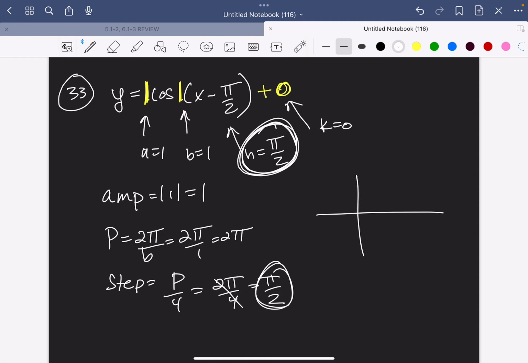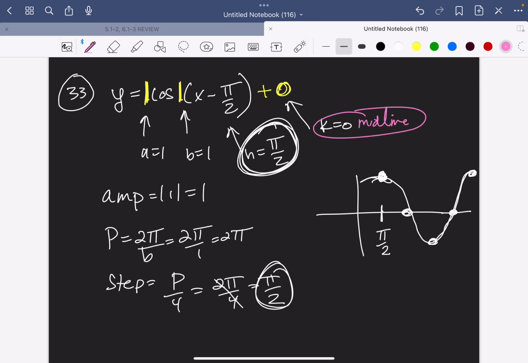So again, what could we do? We could shift over pi over 2. I know that cosine is a peak, a midline, a valley, a midline, and a peak. So now overall it's going to look like this, right? Where k is telling you that the midline is y equals 0, and we go up, how much? 1, because that's the amplitude. We go down 1, because that's the amplitude, and it creates this envelope that the function must live inside, right? So we think that that's what the graph is going to look like. We just have to figure out what these steps look like.